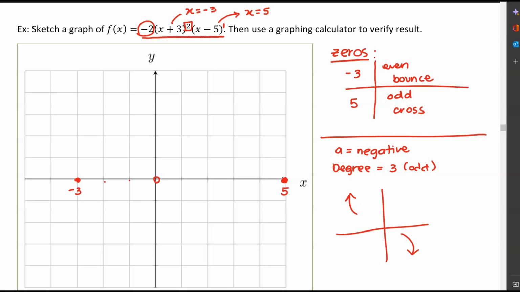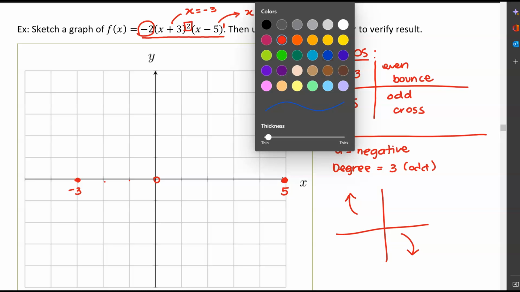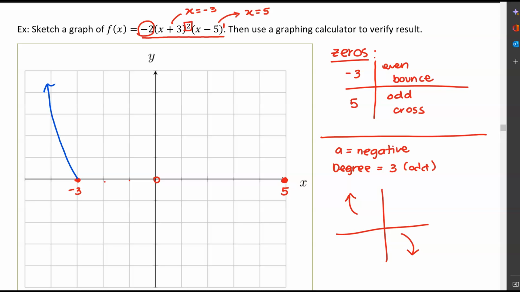And this is back from, I think, section 5.1. So what does this mean? This means that on this side of my -3, we're going to look at something like this. It's going to be coming up. But on this side of my 5, I'm going to be coming downward. Okay. I know that there is a bounce at -3. So it's going to hit and kind of bounce back up. Maybe that's a better description there.